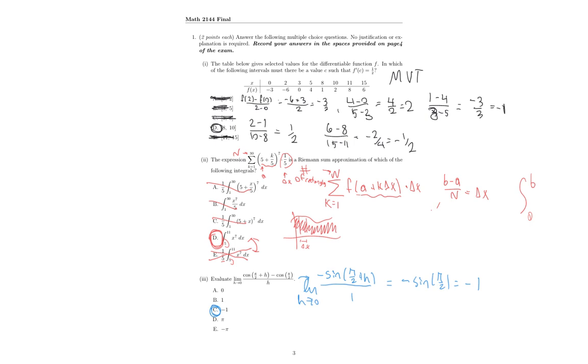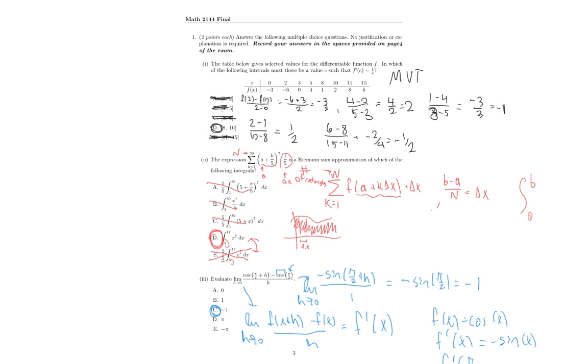The other way that you could do it is this is the definition of a derivative, which is the limit as h goes to 0 of f of x plus h minus f of x, over h. That's the same thing as f prime at that x value. So our function here is cosine, and the x value we're looking at is pi over 2. If f of x is cosine, the derivative of cosine is negative sine. And if we're evaluating that at pi over 2, we get negative sine of pi over 2, which, as we just showed, is negative 1. So negative 1 is the answer there.